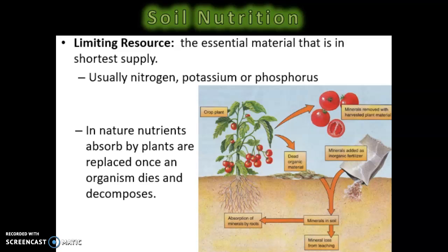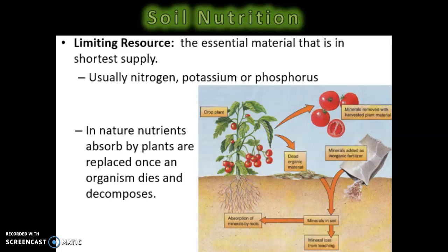So I'll give you an example here. They always use the example of baking cookies for limiting resources. Let's say that you have enough eggs and flour and butter to make 3 dozen cookies. But you only have enough sugar to make 1 dozen cookies. The total number of cookies you can make is just 1 dozen because you're running out of sugar. If you can add more sugar, you can bake more cookies. So identifying that limiting resource is always very important to allow that plant to grow to its full potential.